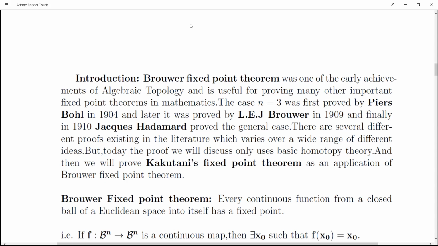Actually, in the literature, there are many proofs, which use a wide range of ideas. Some proofs use differential topology tricks. There are some combinatorial proofs. There are some proofs using Stokes' theorem. So there are various proofs. But today, the proof I will give is based on just basic homotopy theory, basic algebraic topology tools. And as an application of Brouwer's fixed point theorem, we will prove Kakutani's fixed point theorem.